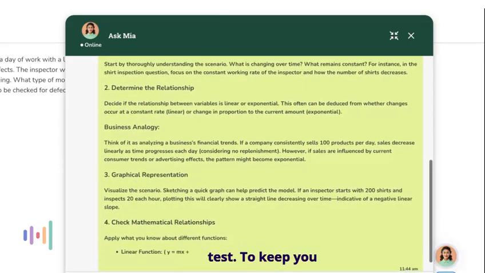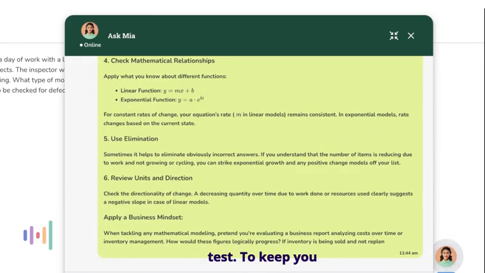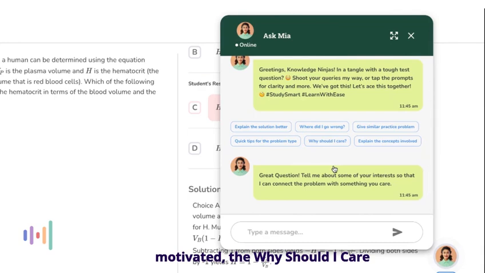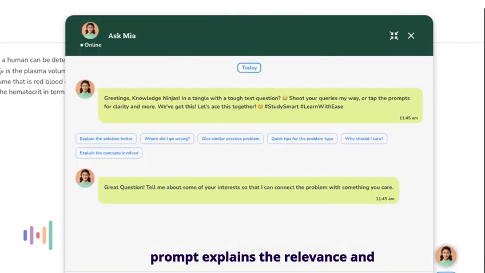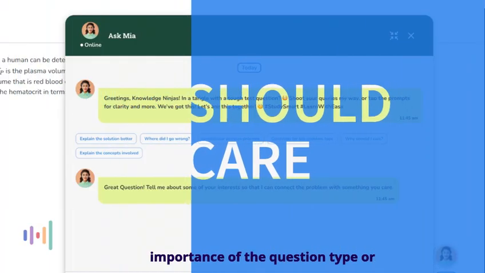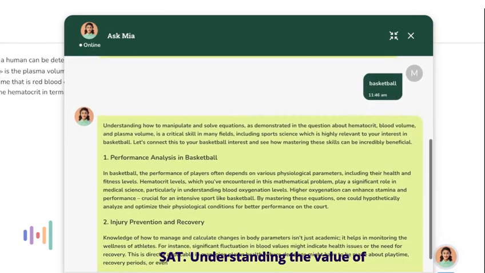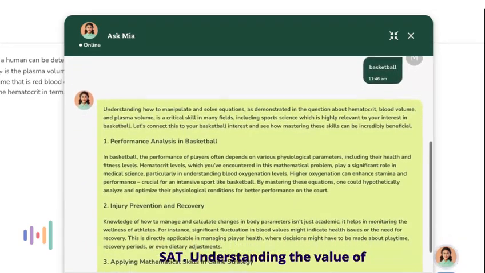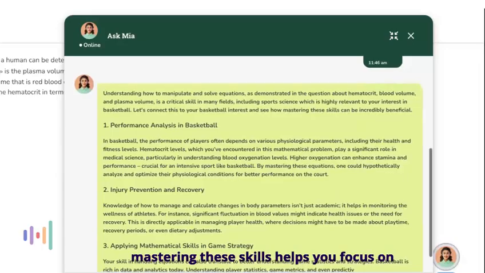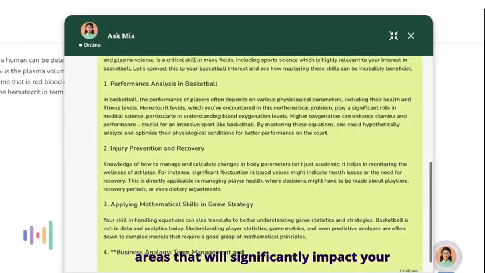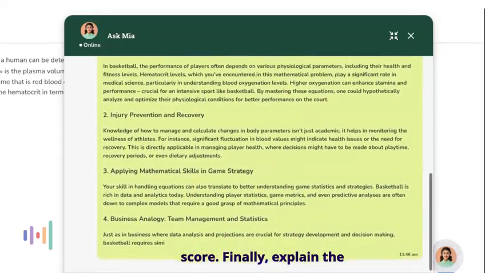To keep you motivated, the Why Should I Care prompt explains the relevance and importance of the question type or concept within the broader context of the SAT. Understanding the value of mastering these skills helps you focus on areas that will significantly impact your score.